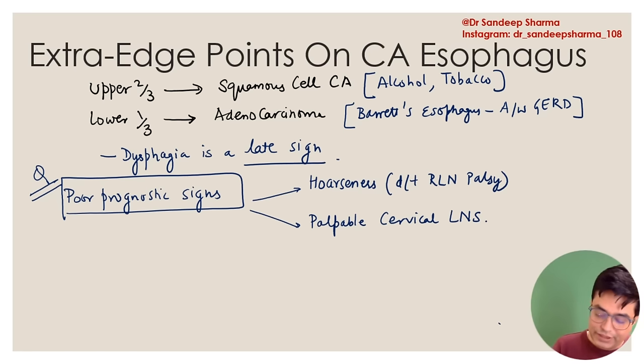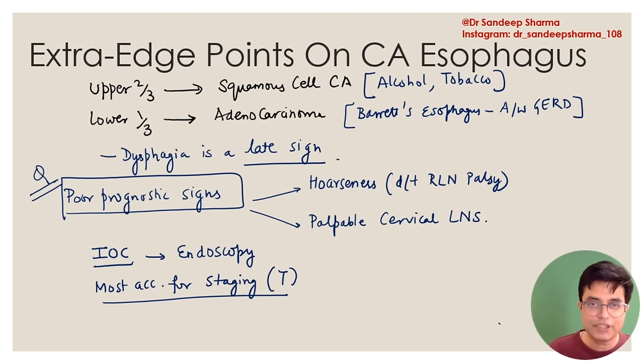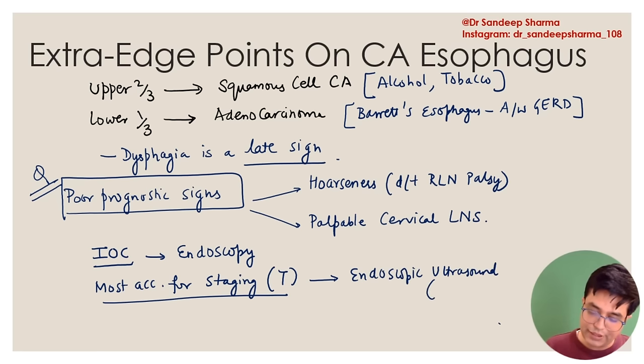Now, what is the investigation of choice? Barium swallow finding we have already done. Investigation of choice is always endoscopy. And if the examiner asks you what is the most accurate investigation for staging, particularly the T staging, you know the TNM staging is there, right? So the most accurate investigation for T staging is endoscopic ultrasound, also written as EUS.